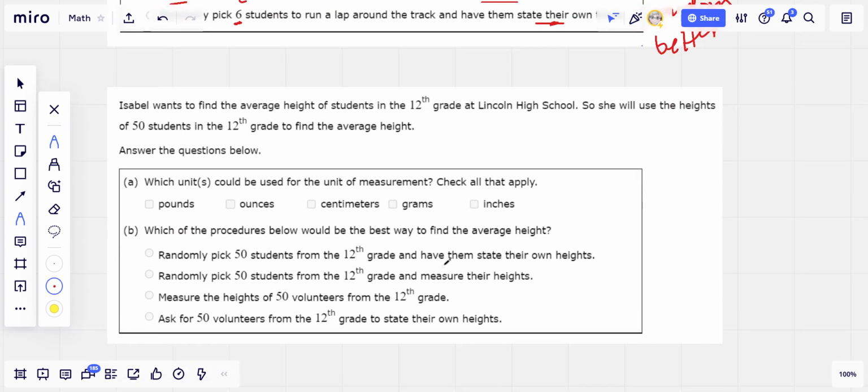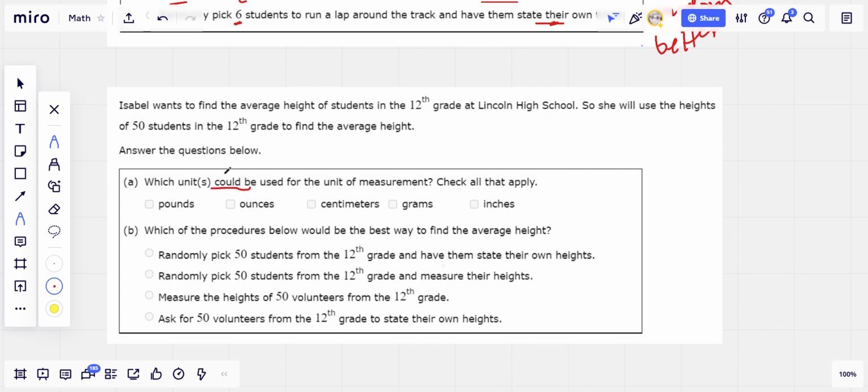So this one says, Isabel wants to find the average height of students in the 12th grade. So she will use the heights of 50 students in the 12th grade to find the average height. Okay, so the 12th grade maybe has hundreds of students in it. I don't know how big the high school is, but Isabel doesn't have the time to measure everyone, so she's going to measure 50 and use that as a way of trying to find out what the average height is likely to be.